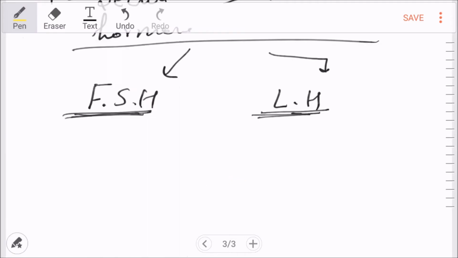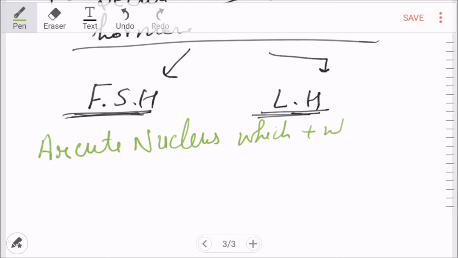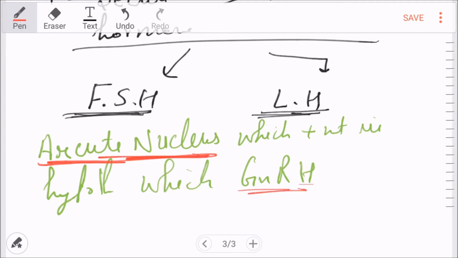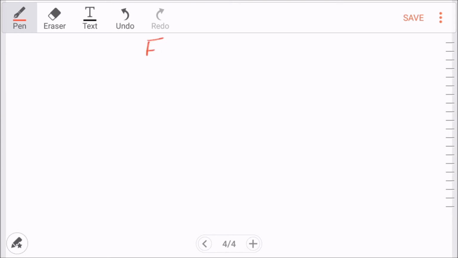Before going further, we will talk something like arcuate nucleus, which is present in hypothalamus, which secretes GnRH. So please remember, arcuate nucleus secretes GnRH. So let's talk about the FSH function.